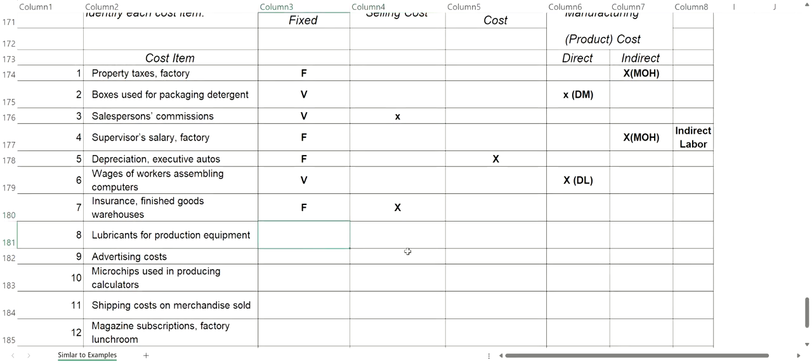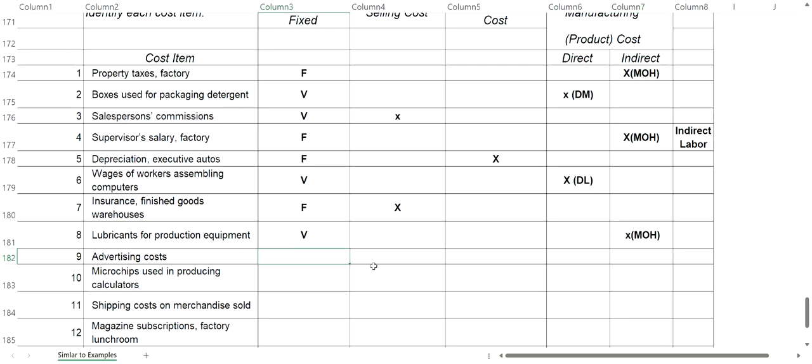Okay. Next, number 8, lubricants for our production equipment. Well, it depends on how much we produce and use them, how much lubricant they will need. So we will say variable, and that would be part of manufacturing overhead. So I will put an X in the indirect cost, manufacturing overhead.